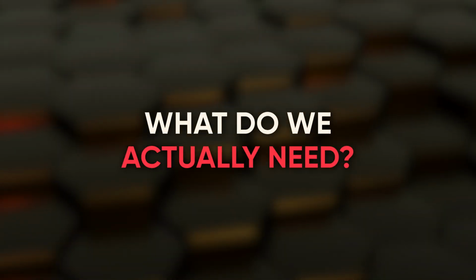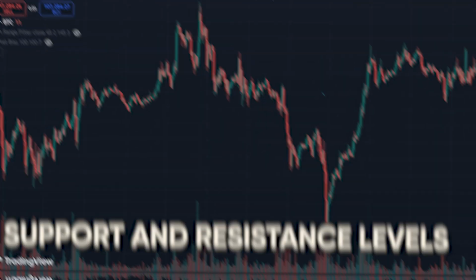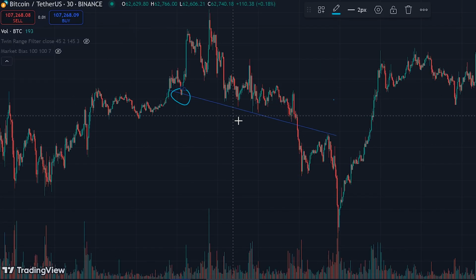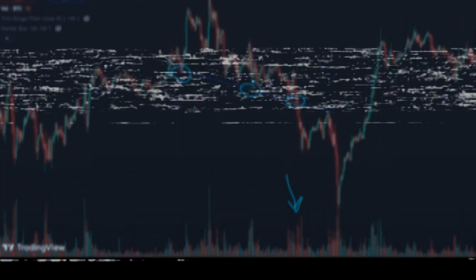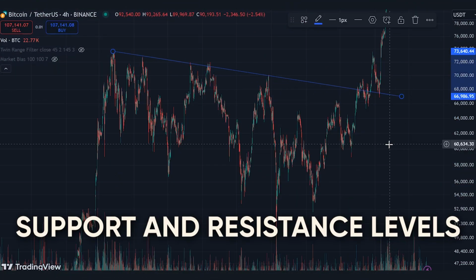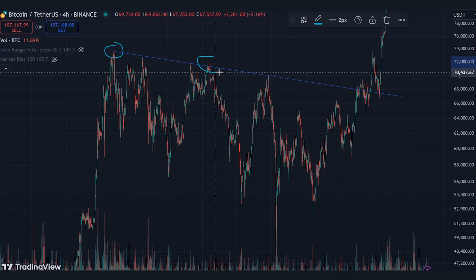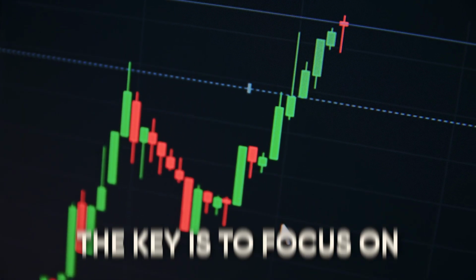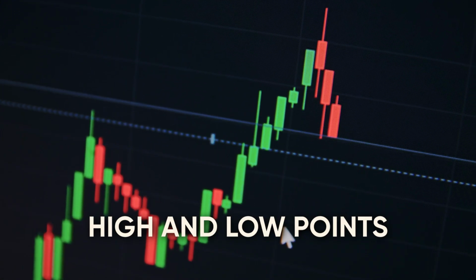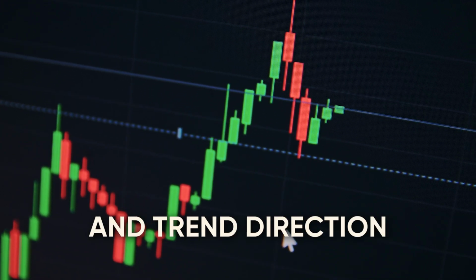So, what do we actually need? A few core tools: support and resistance levels to identify where the price reacts, and volume to see if there is genuine interest behind these moves. These are the elements which reveal the underlying strength or weakness in the market. When we look at a clean chart, the key is to focus on structure, high and low points, and trend direction. Volume spikes help confirm the strength of these movements. Together, these signals offer us a map without the distractions.